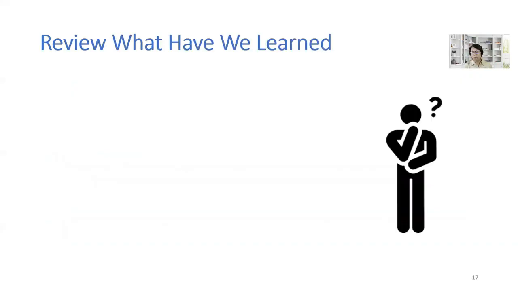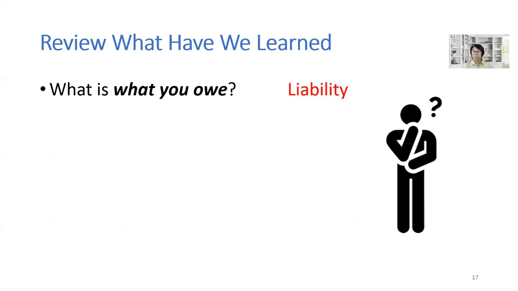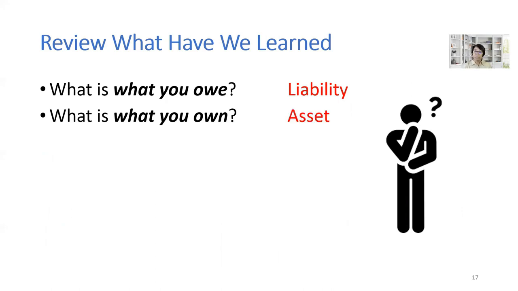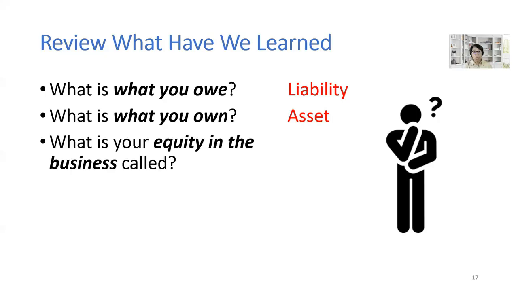So let's review. Don't worry, I'm going to give you an example about assets, liabilities, and capital, but first, what terms did we learn? What means what you owe to somebody, like a loan? Liability, right? What term means what you own? That means asset, right? Good job. And what is your equity in the business called? Capital.